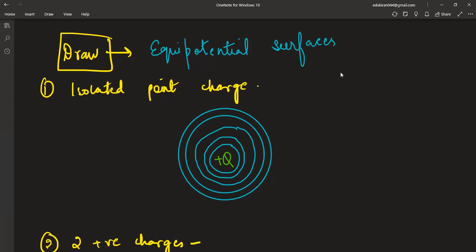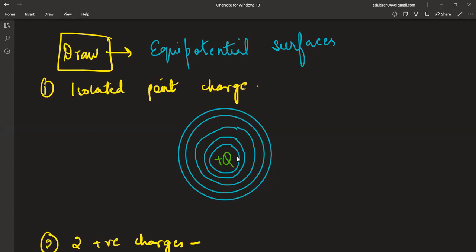Equipotential surfaces you have to draw. Okay, so an isolated point charge is there. Plus Q is present. So you will be drawing the equipotential surfaces around the charge. This is just fixed, so we represent it through the form of circles.